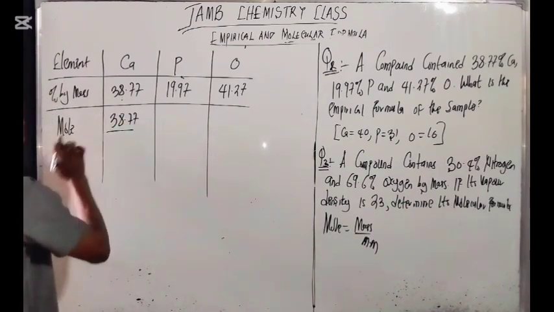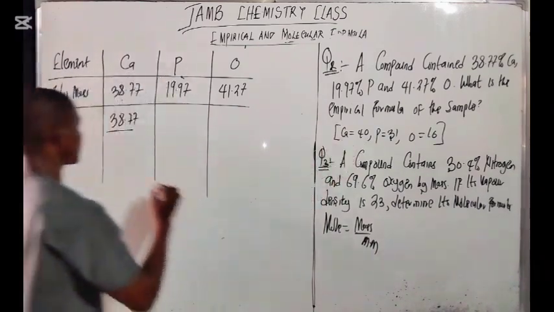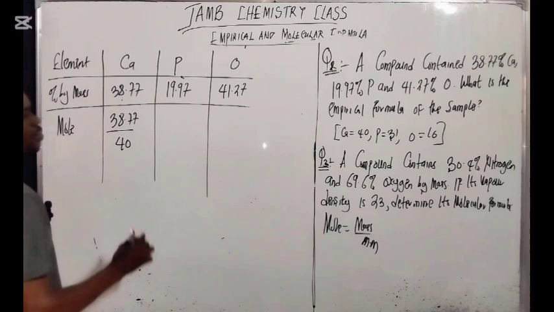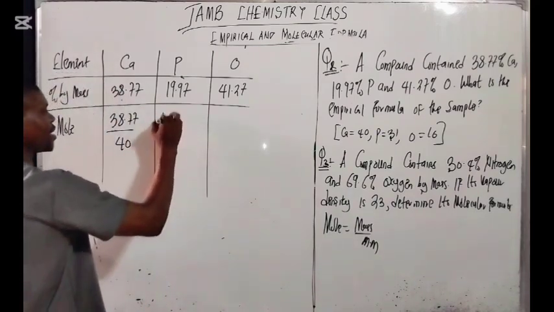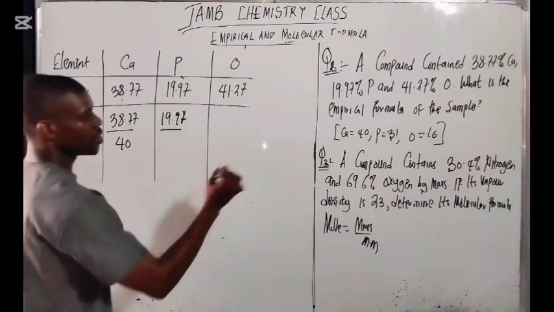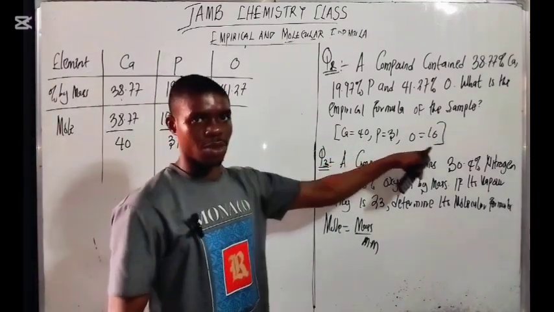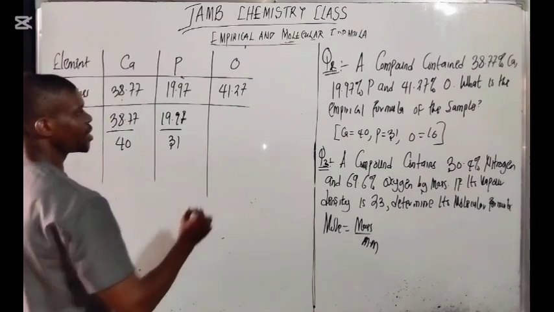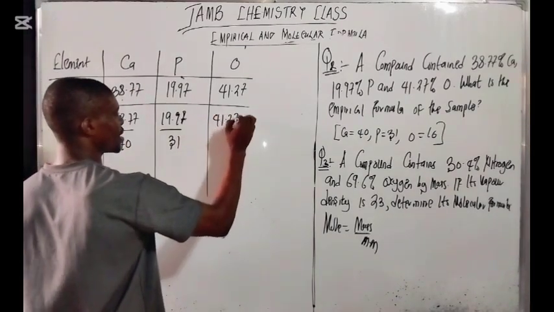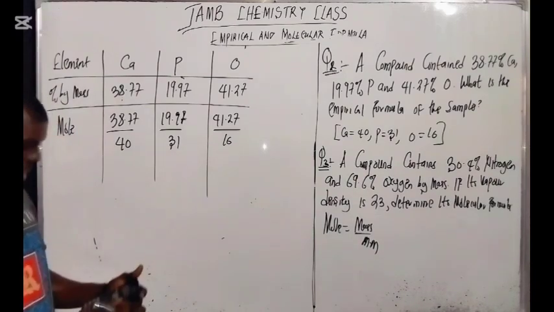38.77 over the atomic mass of calcium, which is 40. For the other one we have 19.97 over 31, the atomic mass of phosphorus. The oxygen is 41.27 over 16. So let's use our calculator to get our answer here.